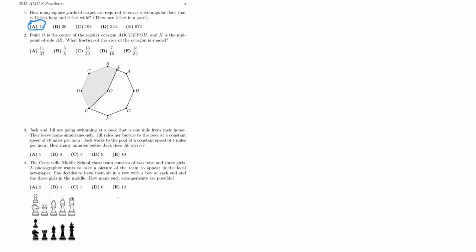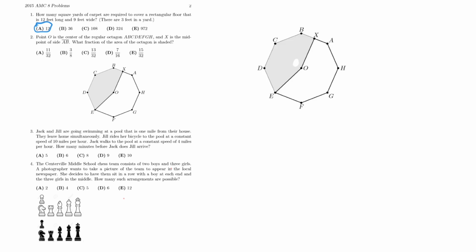Number 2. Point O is the center of the regular octagon ABCDEFGH, and X is the midpoint of the side AB. What fraction of the area of the octagon is shaded? Regular octagon means that all the side lengths are equal. We connect the vertices.